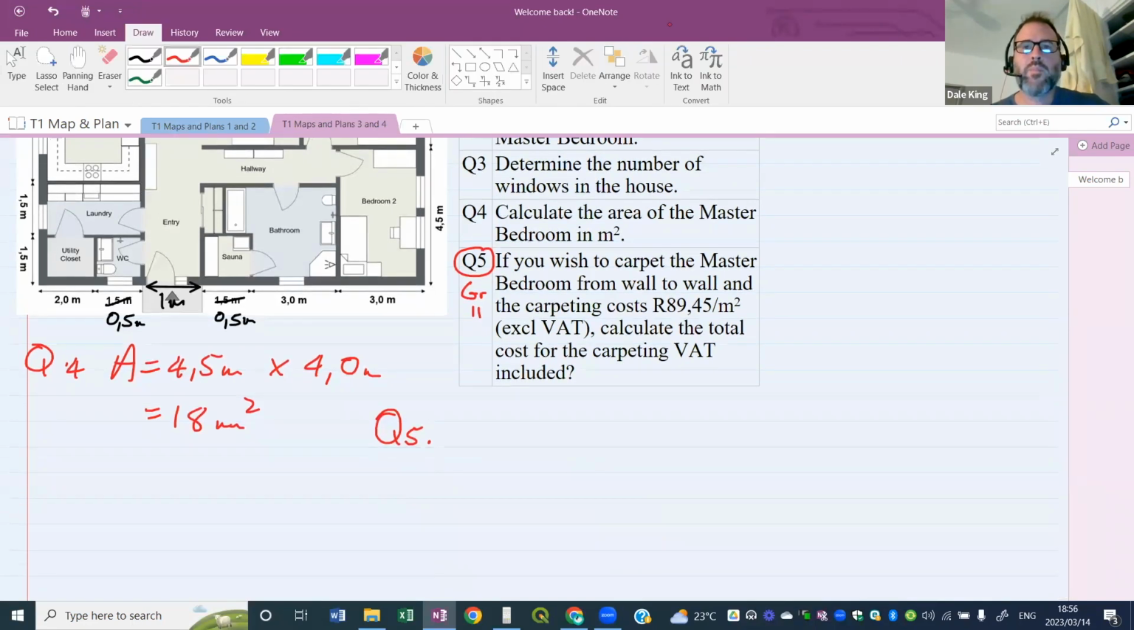Okay, all right, let's have a look at this question. You wish to carpet the room from wall to wall. The carpet costs 89.45 per square meter, excluding VAT. What is the total cost for carpeting, including VAT?